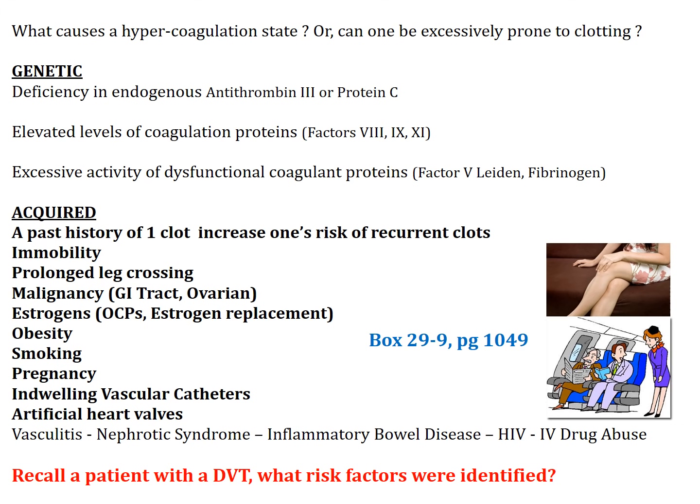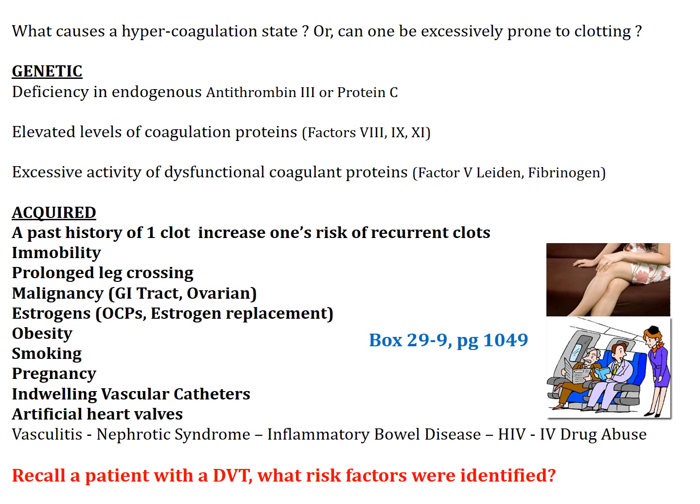Obesity, smoking, pregnancy. Let's come up with 2 reasons why pregnancy increases the risk of DVT. You got them? The obvious one is what? The big uterus and the baby inside the uterus. So collapsing and compressing pelvic veins, particularly iliac veins, and potentially even the IVC, that can lead to venous stasis in the lower extremities.